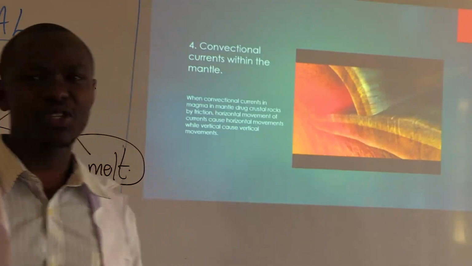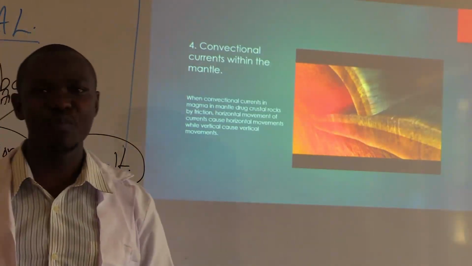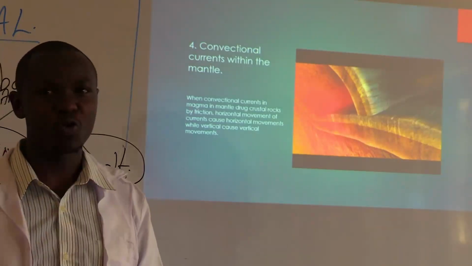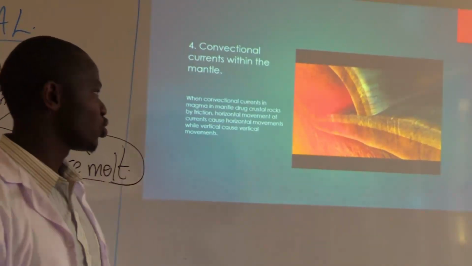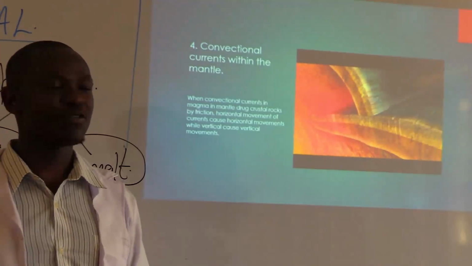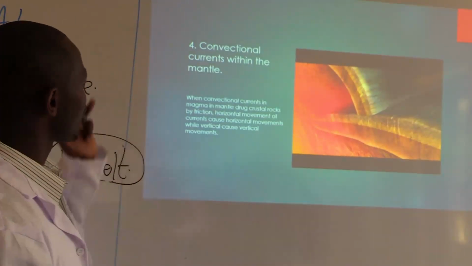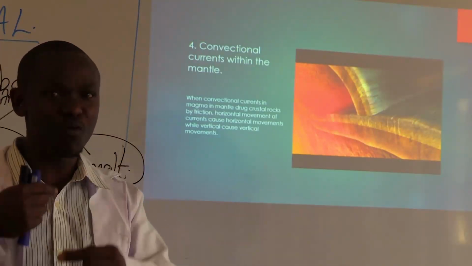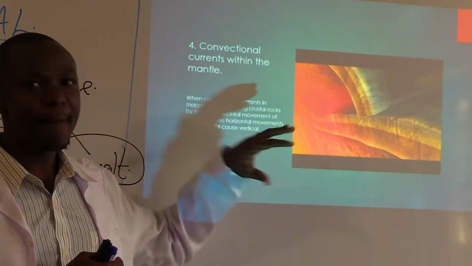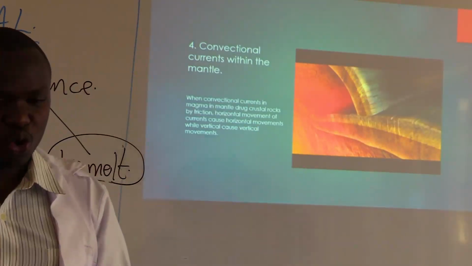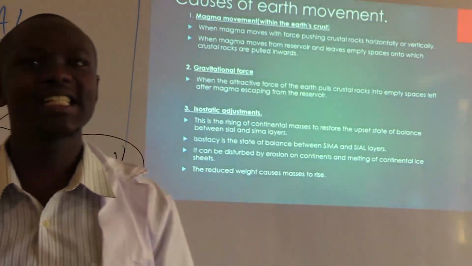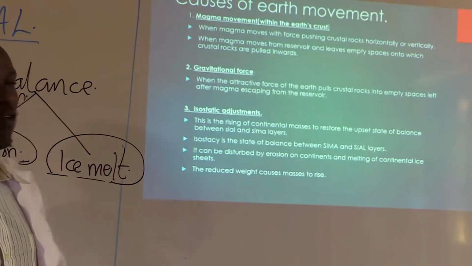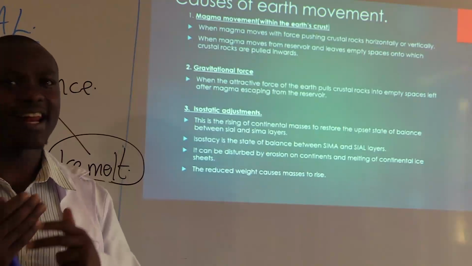So learners, those are the causes of Earth movements that we have just discussed, and we have discussed how they cause the crustal rocks to move. One, we have talked about convectional currents, which we have just finished, and it's all about the circular movement of magma beneath the crust. Two, we have also talked about isostatic adjustments, which we have said is all about that state of balance between the sial and the sima.